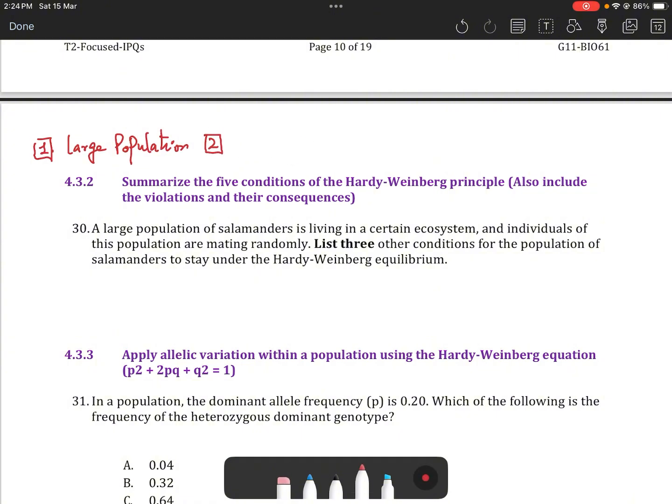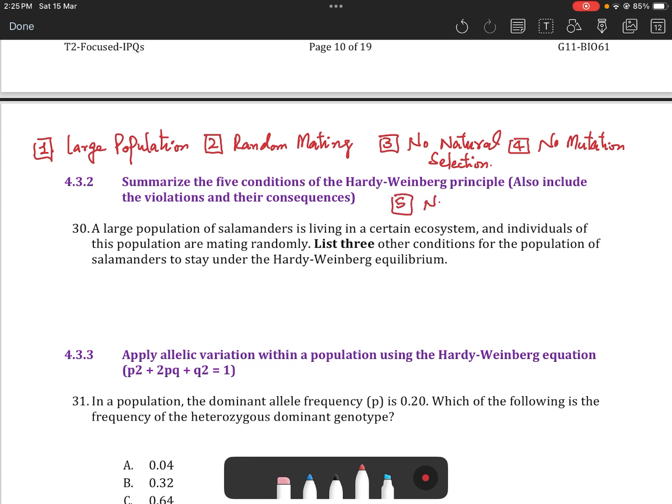We need to know: large population, they have random mating. Number 3, no natural selection. Number 4, no mutation. And number 5, no migration, or you can say no gene flow. Migration also has 2 parts, immigration and emigration. So no immigration, no emigration as well.